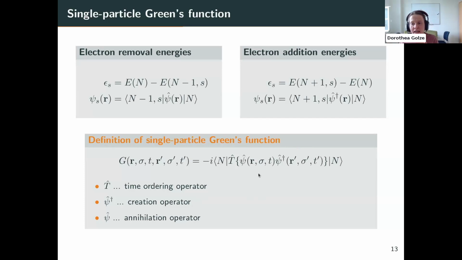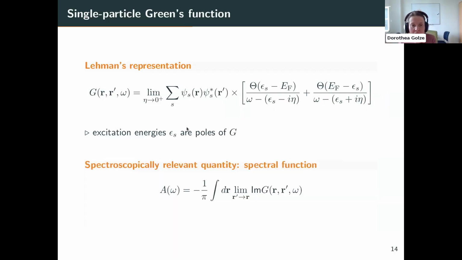And to now make contact to experiment, we make a Fourier transform and go from the time domain to the frequency domain. Let's have a closer look here. This is the Heaviside step function, which becomes 0 for negative arguments. So basically, this is the electron removal branch, and this term will get 0. Meaning if I want to compute the removal energy of an occupied state, we have only this term. If I have the one for an unoccupied state, we have only that term. So in this way, the time ordering is also kept directly.